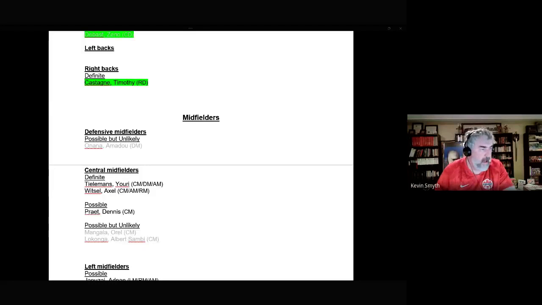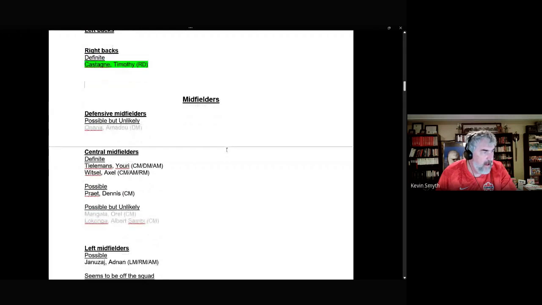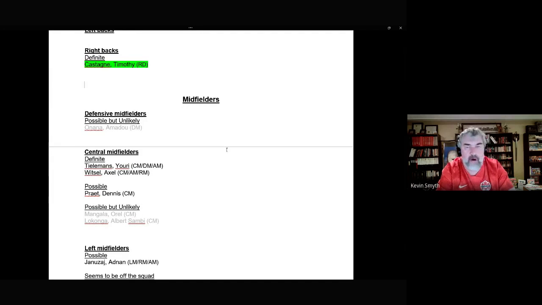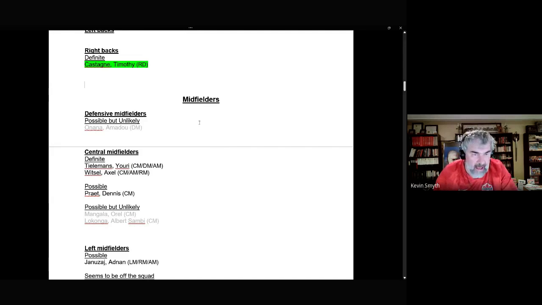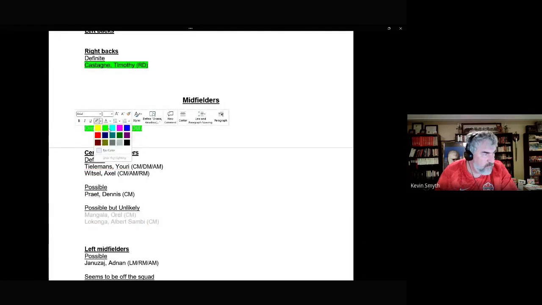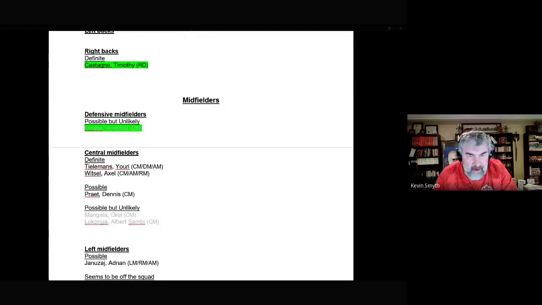Let's take a look at midfielders, and we will start with defensive midfielders. We only have one candidate there, actually, and that is Amadou Onana, and we had categorized him as possible but unlikely. However, he did make the squad, and that took us by surprise.